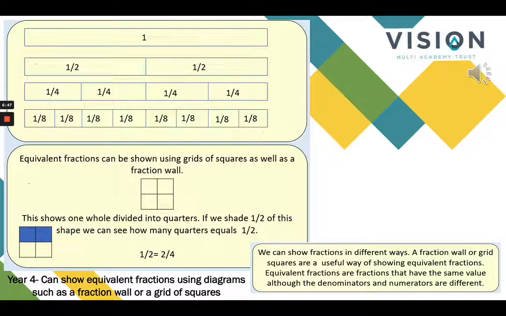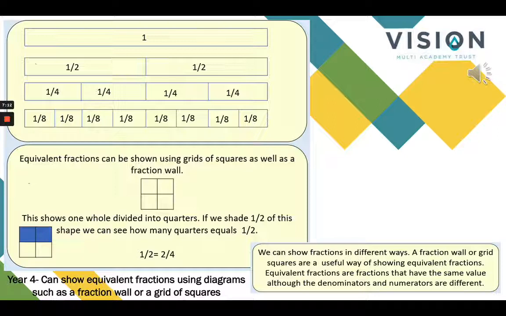We have previously looked at 2/4 being equivalent to 1/2. Now we extend this to other equivalent fractions. We can show fractions in different ways. A fraction wall or grid squares are a useful way of showing equivalent fractions. Equivalent fractions are fractions that have the same value, although the numerators and denominators are different.